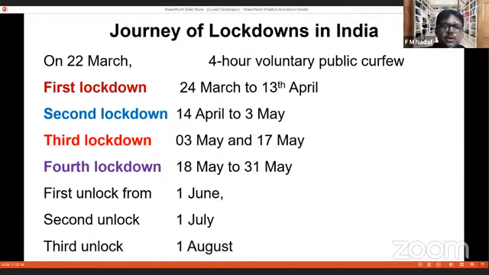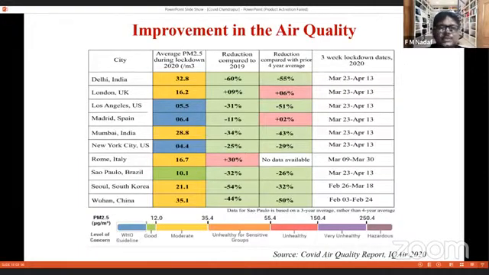Since I'm talking about the lockdowns and their impacts, I think we should understand: we had 4 lockdowns, lockdown 1, 2, 3, 4. Then from 1st June, we started with unlock 1, 2, and 3. So right now we are in unlock 3. My observations are based on lockdown 1, 2, 3, and 4. In certain cases, my observations are limited to lockdown 1 and 2, and in certain cases 1, 2, 3, and 4. Let's come to the improvement in the quality of air.